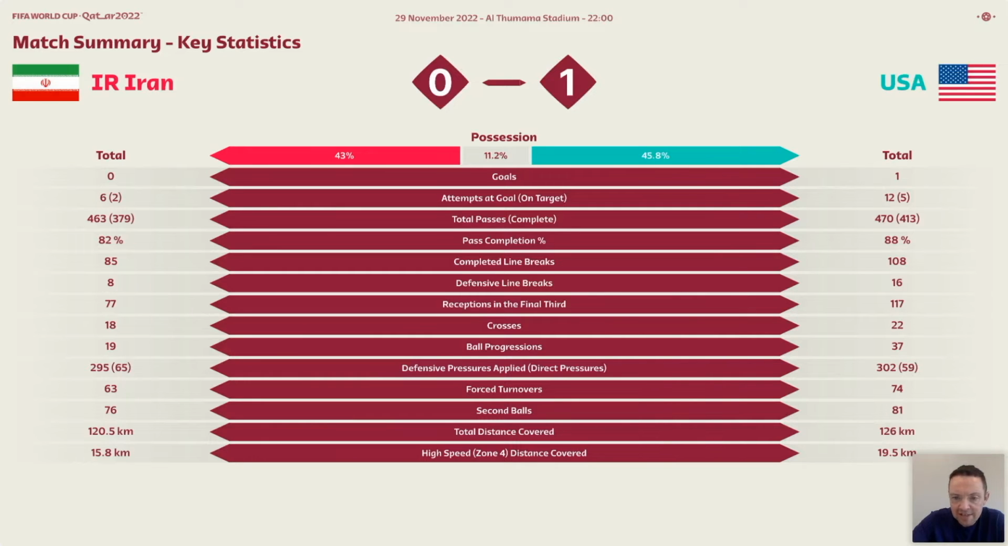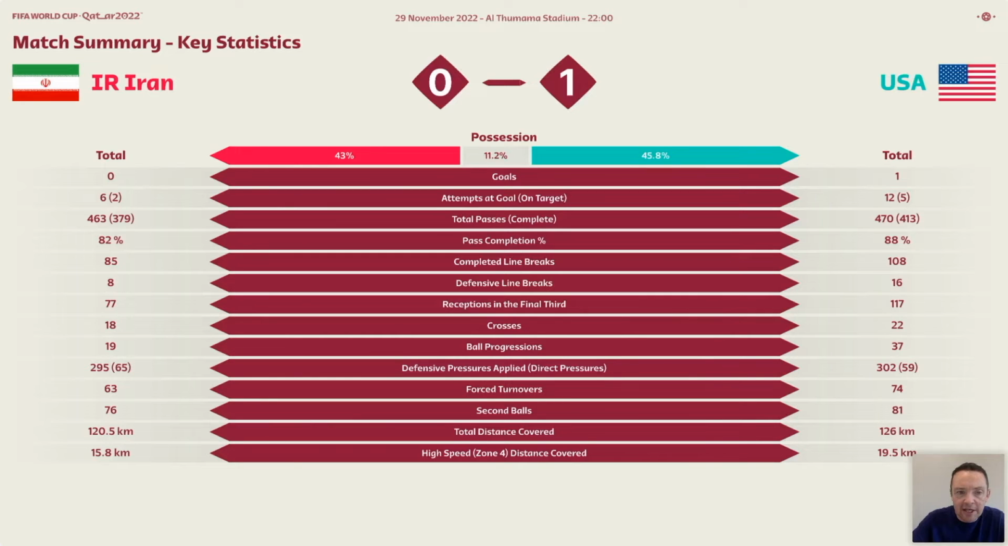Another thing that's interesting from the FIFA report, and we'll see later on, is the physical data, which they've now linked to the tactical. You've got that at the very bottom: high speed, zone 4, distance covered. Why is it high speed and not just distance covered? Probably because of the type of game, but we'll get into the physical data in a little bit.